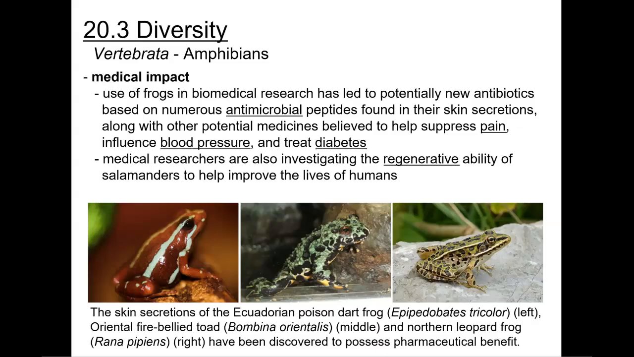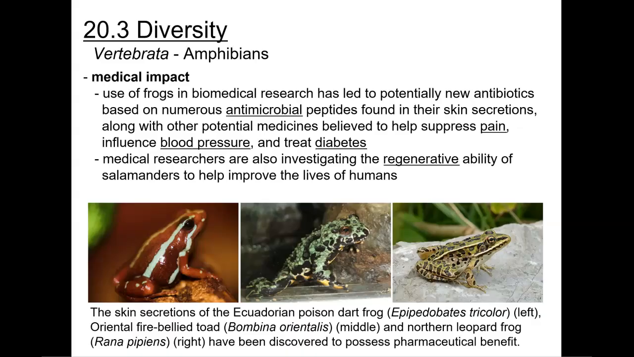Their medical impact is that we use them for biomedical research, and that leads to potentially new antibiotics based on numerous antimicrobial peptides that are going to be found in their skin secretions, along with other potential medicines that are believed to have helped suppress pain and influence blood pressure and treat diabetes. Medical researchers are able to investigate the regenerative ability of salamanders to help improve the lives of humans.